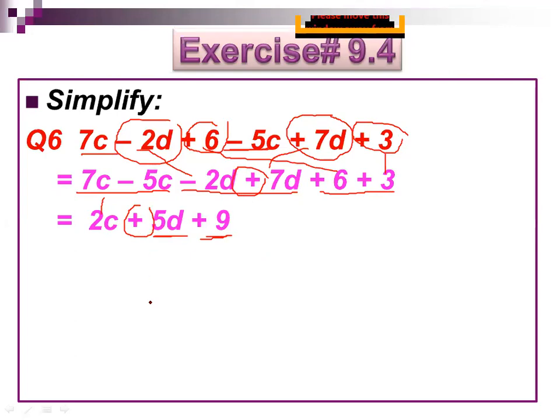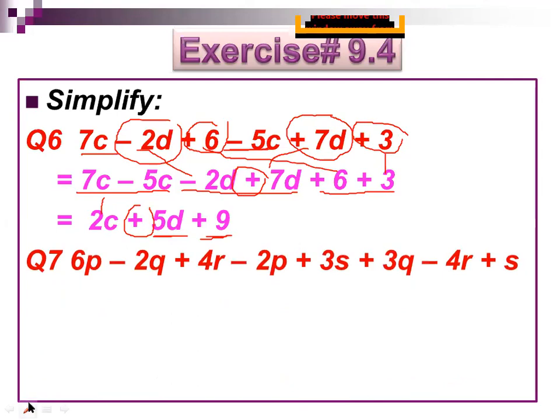Now let's consider this one. What you have here, first you have this term, that is 6p. Where is p, this one, minus 2p. Then you have minus 2q, and next here you have this one, plus 3q. Another term is 4r, this one.